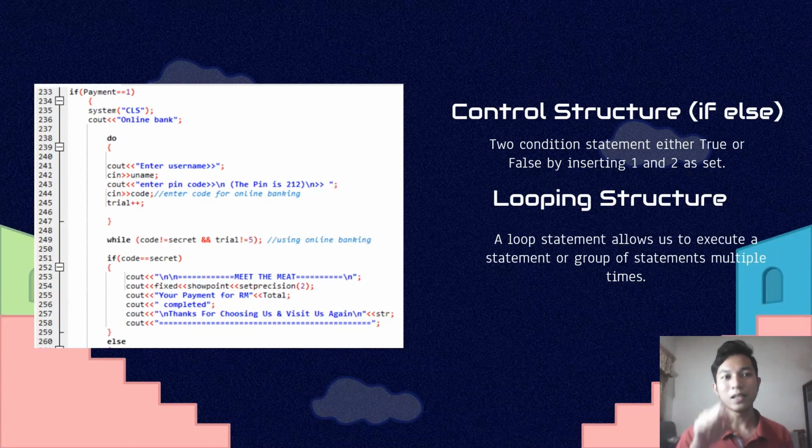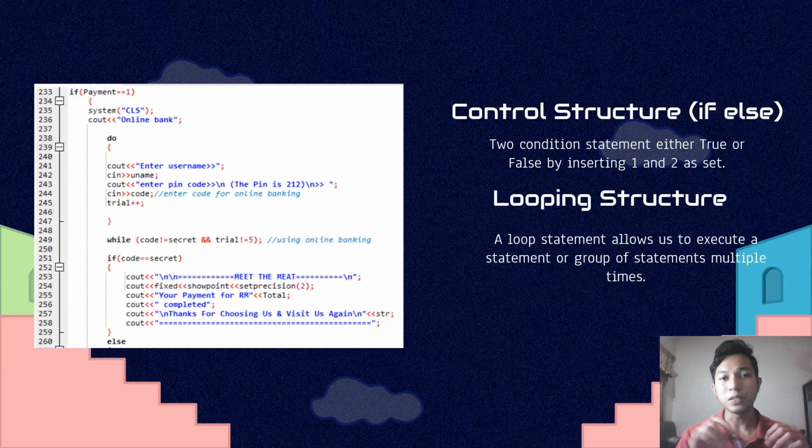In this statement, I also use the control structure if else again. If the user inserts 1, the process will proceed with online payment, while if the user inserts number 2, the process will proceed with the cash on delivery method. In this process, I also use system CLS again to make sure the program is neat. If the user chooses the online payment method, the user will have to insert the username of their bank account and enter the PIN code.